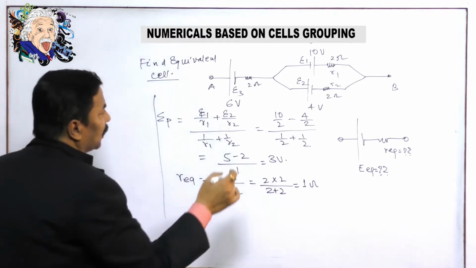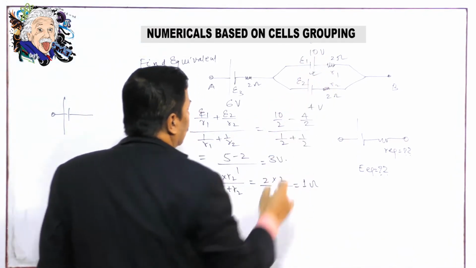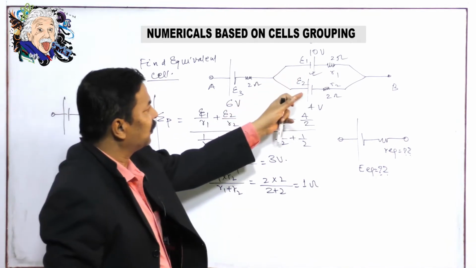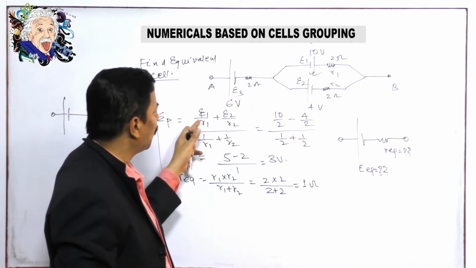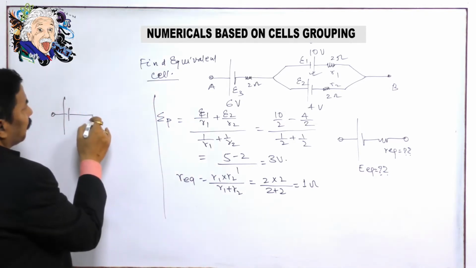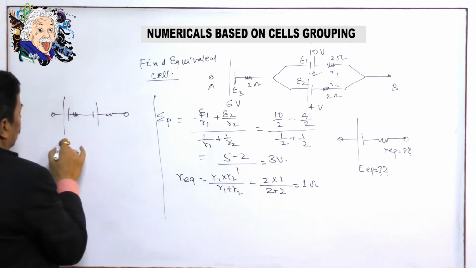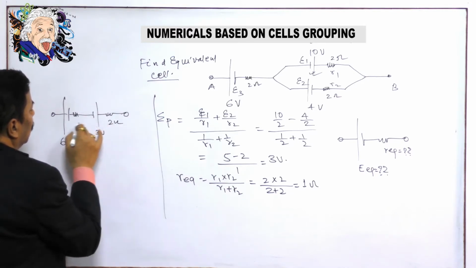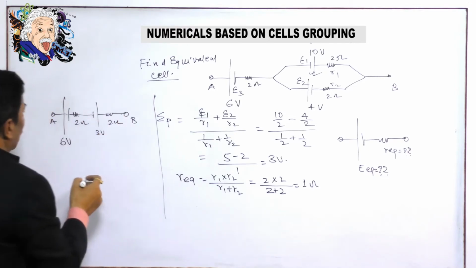Now here you see, this voltage is high, so the polarity will be of this cell. This is negative, this is positive, and I have taken this as positive, so the polarity will be of this cell. So what we are getting: 6 volt, 3 volt, 2 ohm and 2 ohm, between A and B. So what is our result?